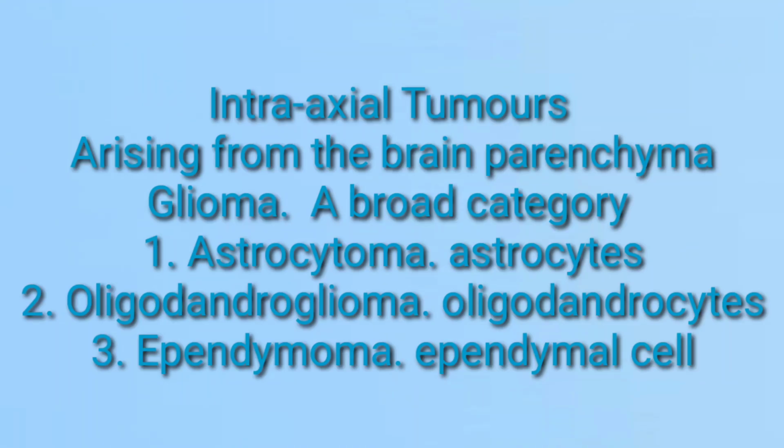So let's start watching this video. Intraaxial tumors are those which arise from the brain parenchyma, and mainly the nomenclature given to the intraaxial tumors is glioma. It's a broad category, and it includes astrocytoma, which arises from the astrocytes, oligodendroglioma, which arises from the oligodendrocytes, and ependymoma, which also arises from the ependymal cells. So in general these are all called glioma.